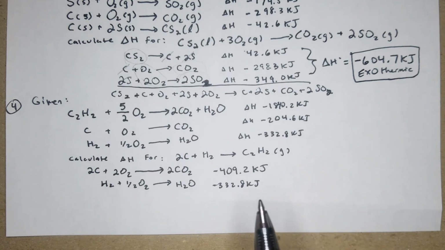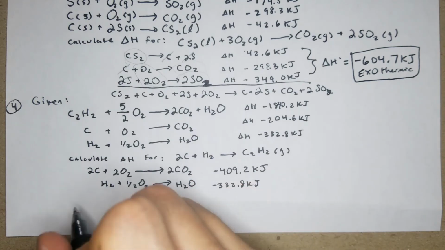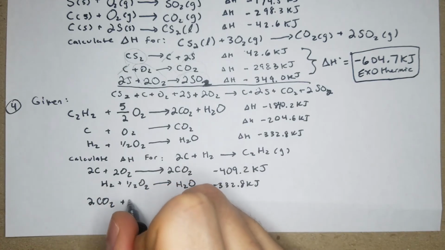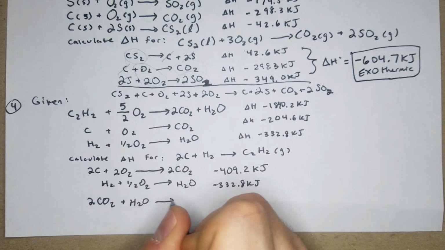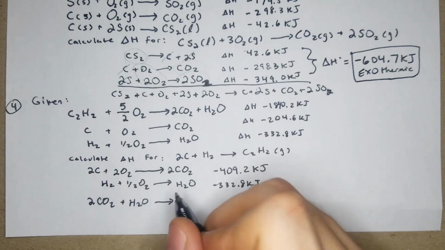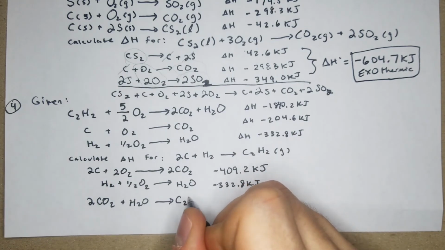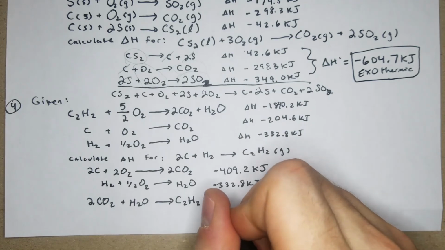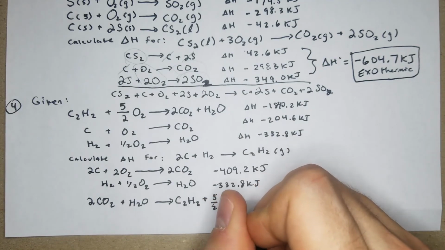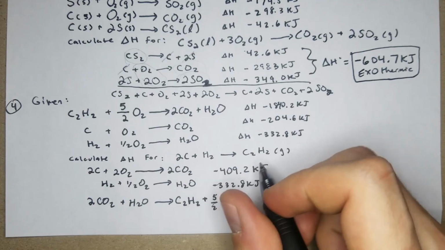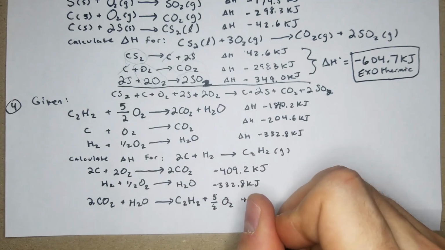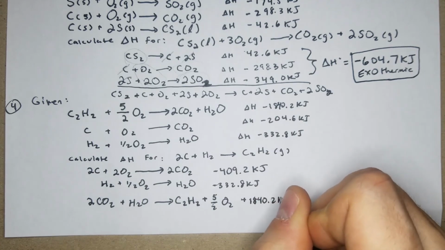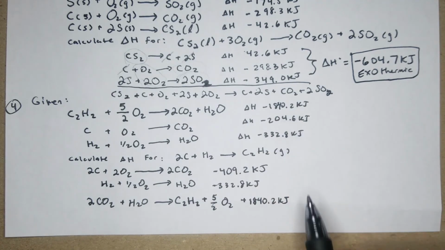So what we're going to do is we're going to take this and reverse it. So we're going to have 2CO2 plus H2O yields C2H2 plus 5/2 O2. And that's going to be a positive 1840.2. We're just going to reverse the sign on that.